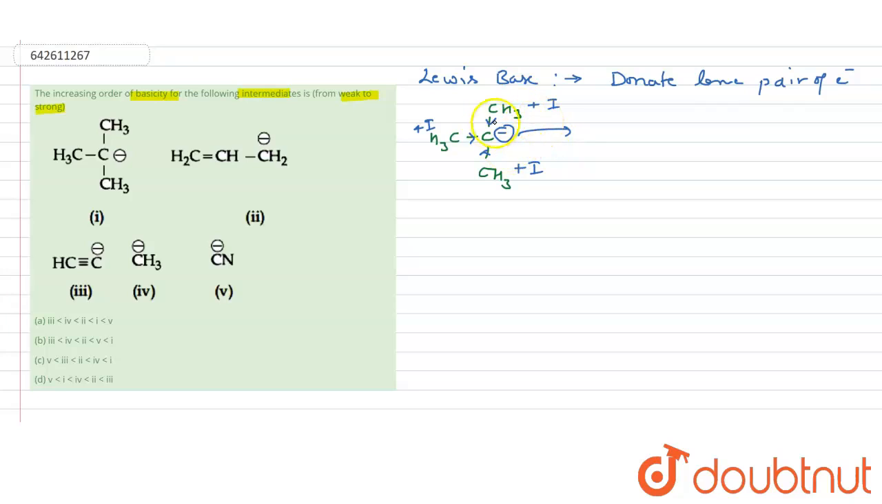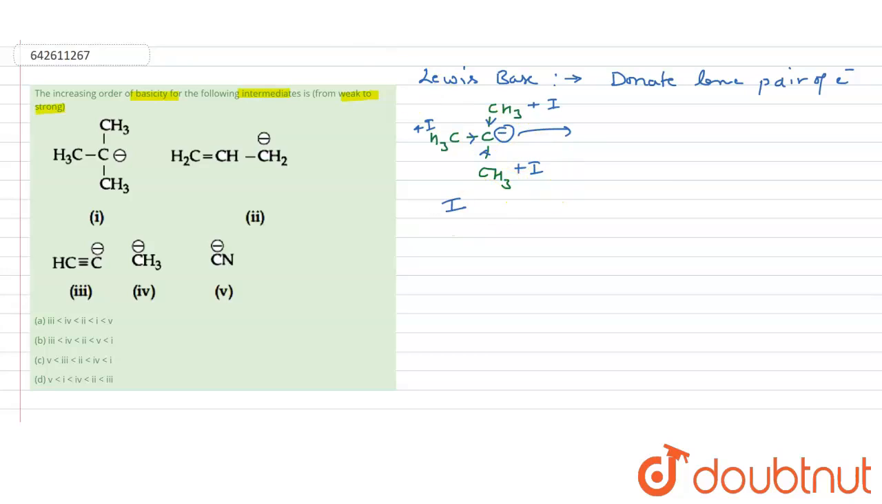Now besides this plus I, we also have 9 alpha hydrogens, so the hyperconjugation effect is also taking place. So it has a very high basic character. Now this is our first intermediate.